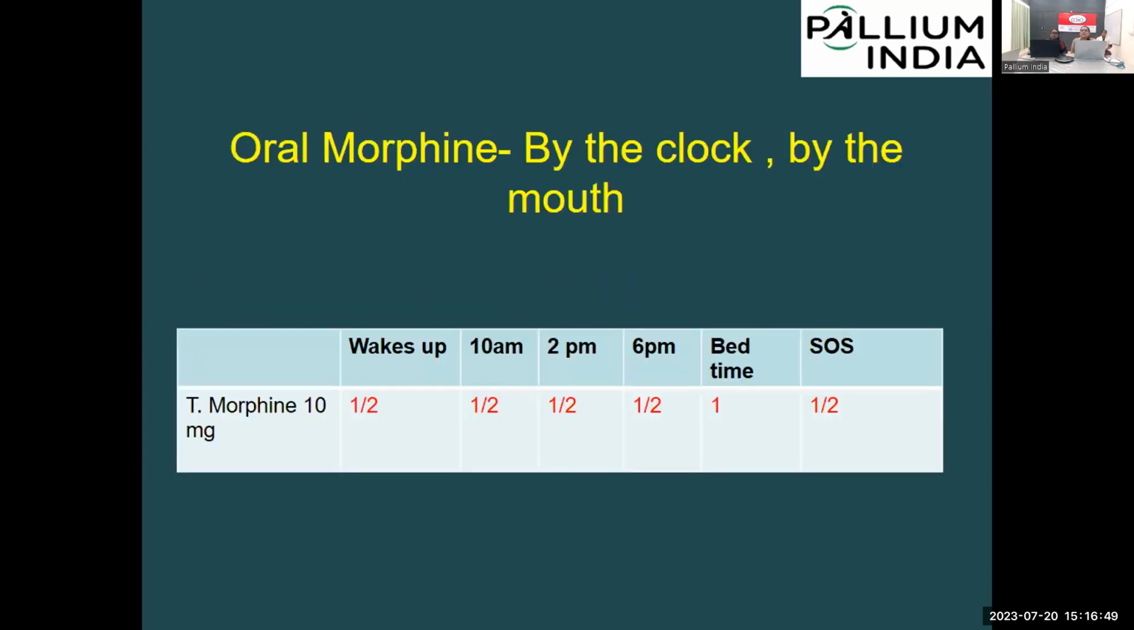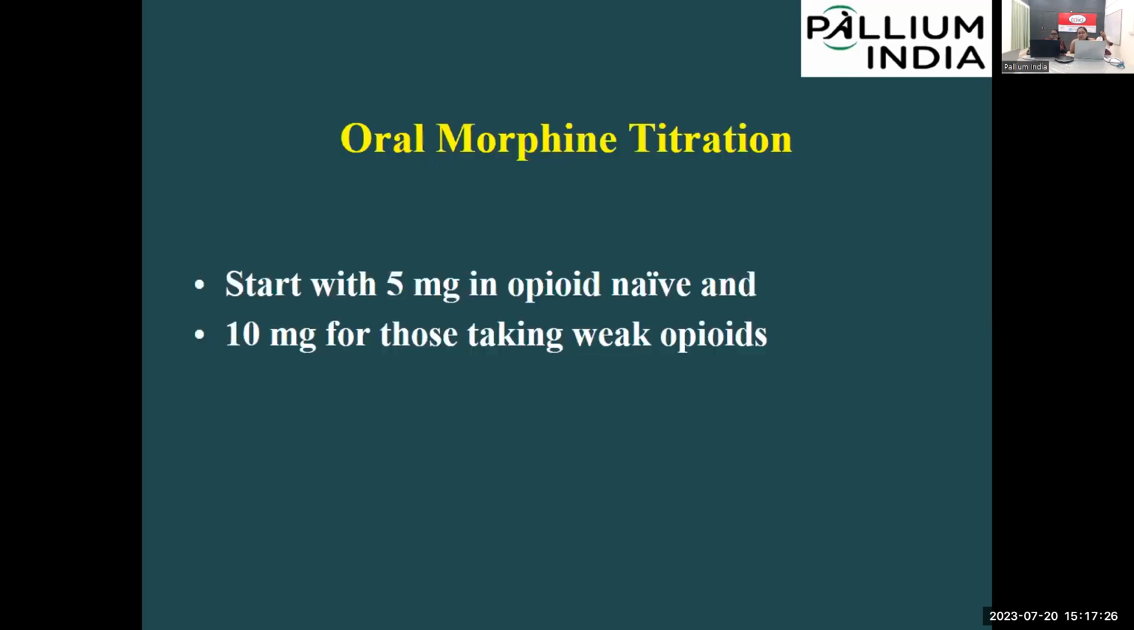Suppose this patient has come to our inpatient unit, but to a setting where we don't have access to intravenous morphine. Then what will we do? If the patient is coming to a setting where we don't have access to intravenous morphine, we go with oral morphine titration.